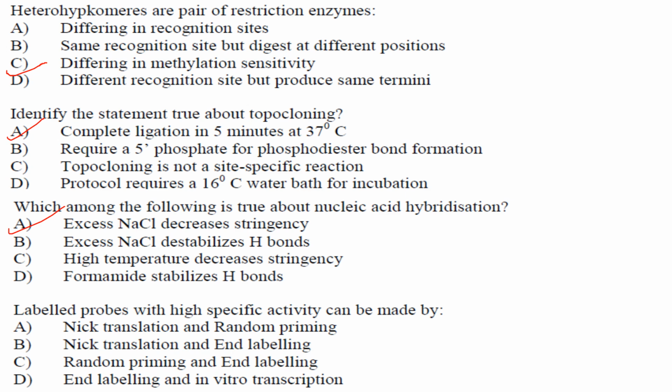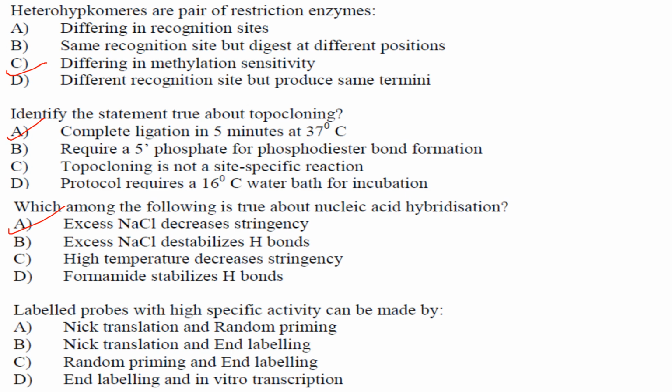Excess NaCl destabilizes hydrogen bond. Low salt concentration only destabilizes hydrogen bonds, not excess NaCl. High temperature decreases stringency. High temperature means high stringency, not decreased stringency. So C is also not correct. Formamide stabilizes hydrogen bond. Formamide destabilizes hydrogen bond in nucleic acid hybridization. So A is the right answer.